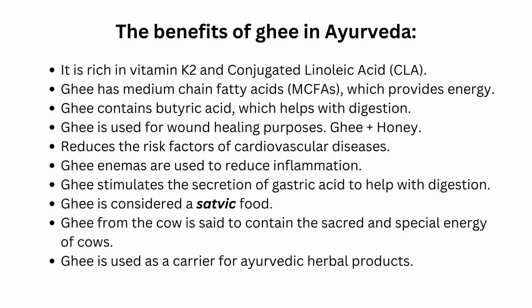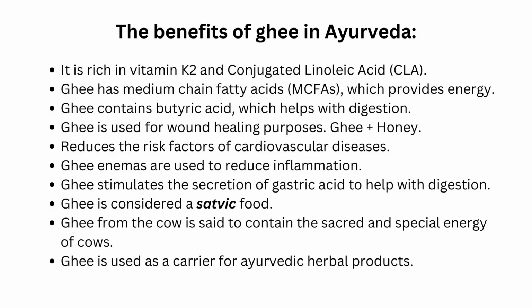Ghee is used along with other products for wound healing purposes. For example, ghee is mixed with honey, and this mixture is then used in dressing infected wounds. The consumption of ghee reduces the risk of cardiovascular diseases. Ghee enemas are used to reduce inflammation. Ghee stimulates the secretion of gastric acid, which helps with digestion.